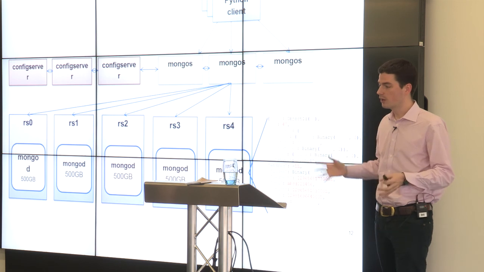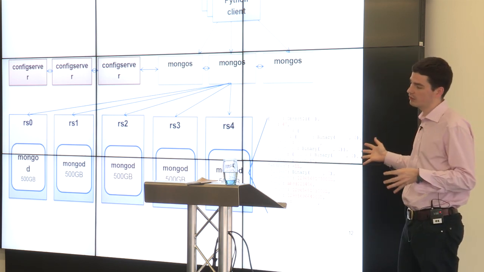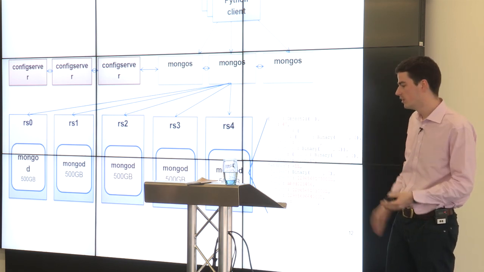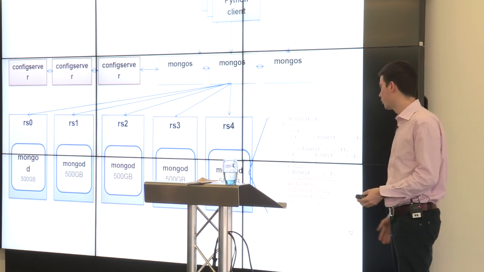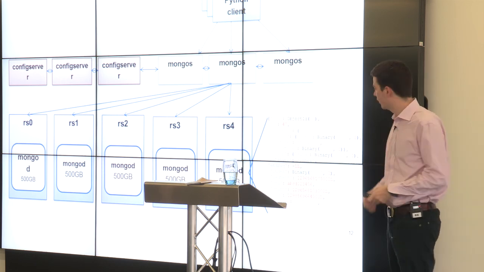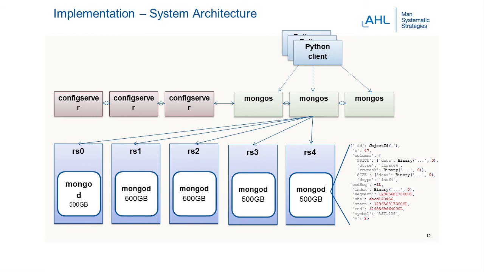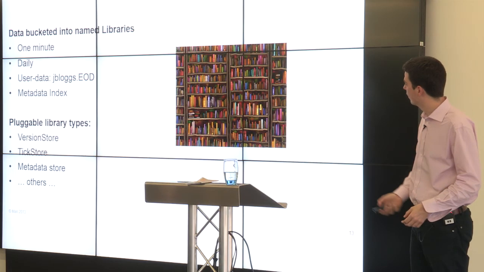So our data is financial market data. It easily shards based on the market, the symbol, the instrument, so it fits quite nicely. And there's a little document. You hopefully can't read it, but it's got a little bit of data in it.